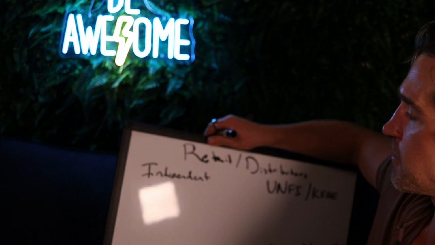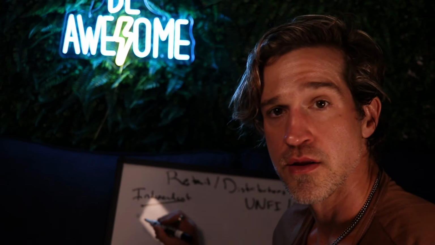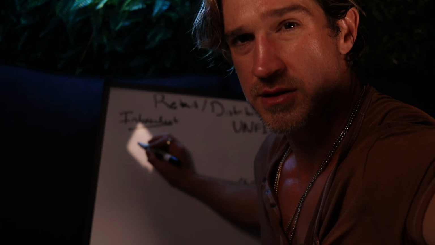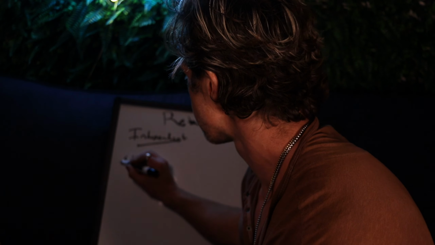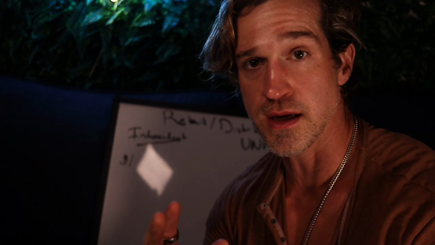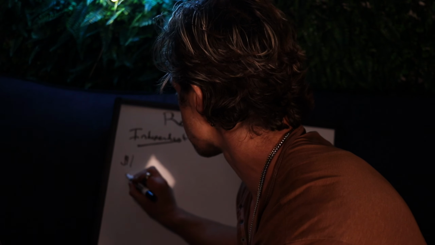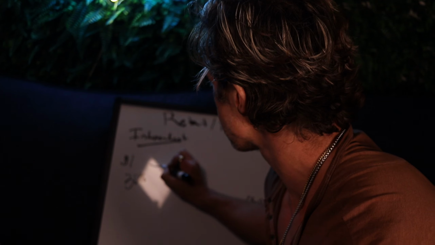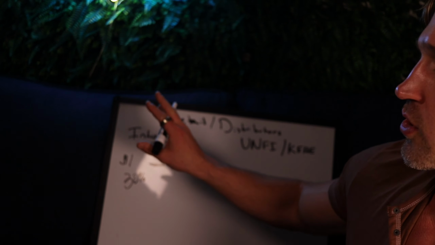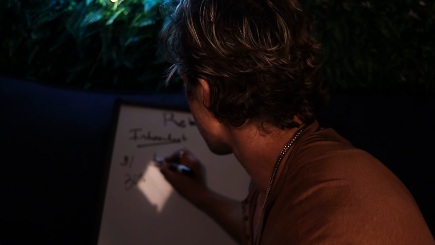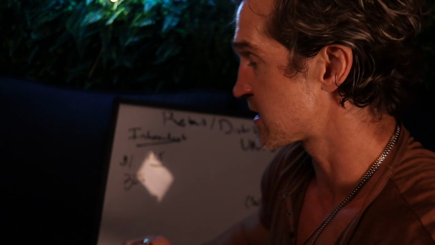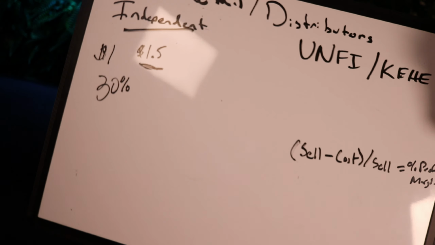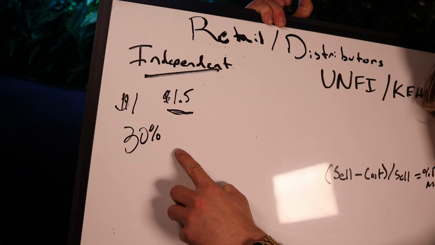But basically, for independents, let's say you sell your product for $1. They're going to mark it up. Typically, independents mark up about 30%, which means they're going to sell it to the grocery stores for $1.50. So now they're making 50 cents per unit profit, but their profit margin is going to be 30%.